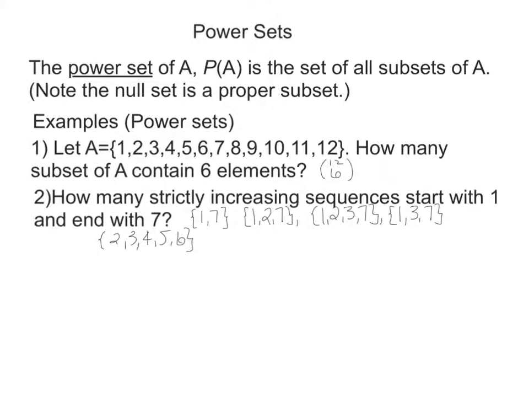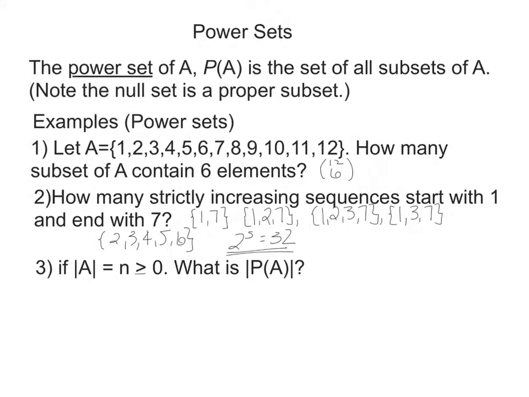So essentially what you're doing is deciding whether or not you want to include the 2, and then deciding whether or not you want to include the 3, and then the 4, 5, and 6. So it's a multi-stage process. At each stage you're deciding whether or not to include the 2, 3, 4, 5, and 6. Because at each stage you have 2 choices, to include or not to include, your answer is going to be 2 to the 5th, or 32. That's how many strictly increasing sequences there are.